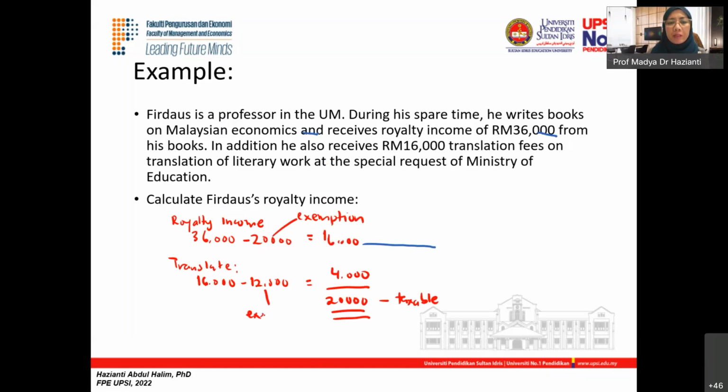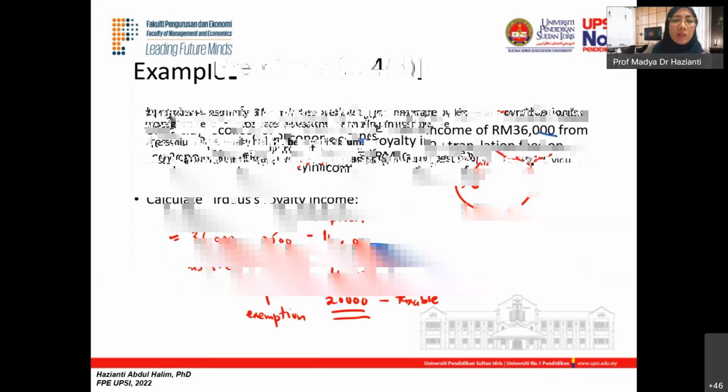This is also his exemption. So you see, instead of having to pay tax on 36 plus 6 plus 16, if we put it like this, everything would be taxed. But because of the exemption under section 32, for books he gets an exemption of 20,000. For translation, he gets an exemption of 12,000. So 20,000 is taxable, alright. Withholding tax I will just skip, because this is for non-resident.